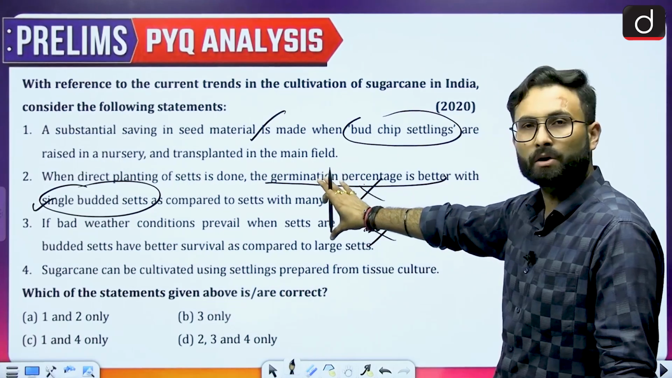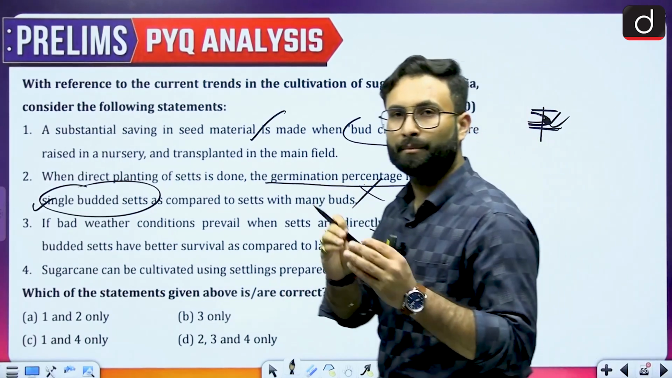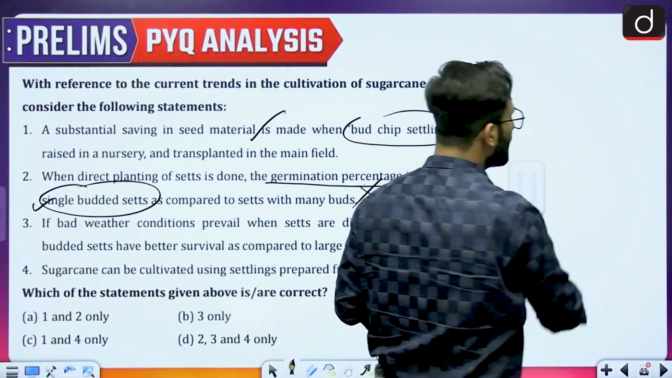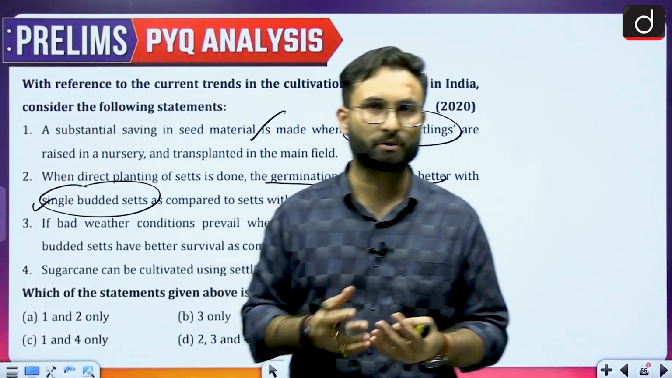Now this is just logic. When we talk about bud chipping, if the sets have more buds, more germination can happen. Okay, so that is the simple logic.